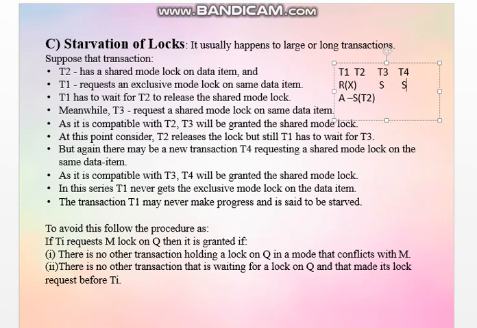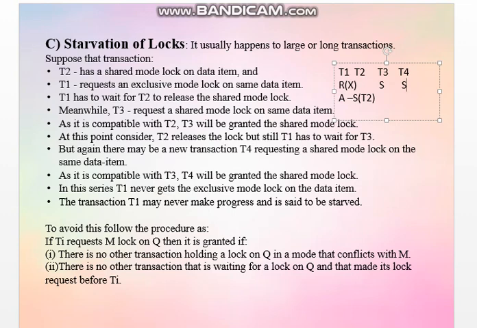How can we avoid this type of situation where one transaction is becoming a victim of waiting? Another new transaction comes and gets the data item A, but T1 transaction, because it requires an exclusive lock, has to wait for a longer period of time. To avoid the situation, we can use this procedure. If Ti requests an M lock on Q, then it is granted if there is no other transaction holding a lock on data item Q in a mode that conflicts with M, and if there is no other transaction that is waiting for a lock on Q and that made its lock request before Ti. So these are two conditions where we can avoid the starvation.